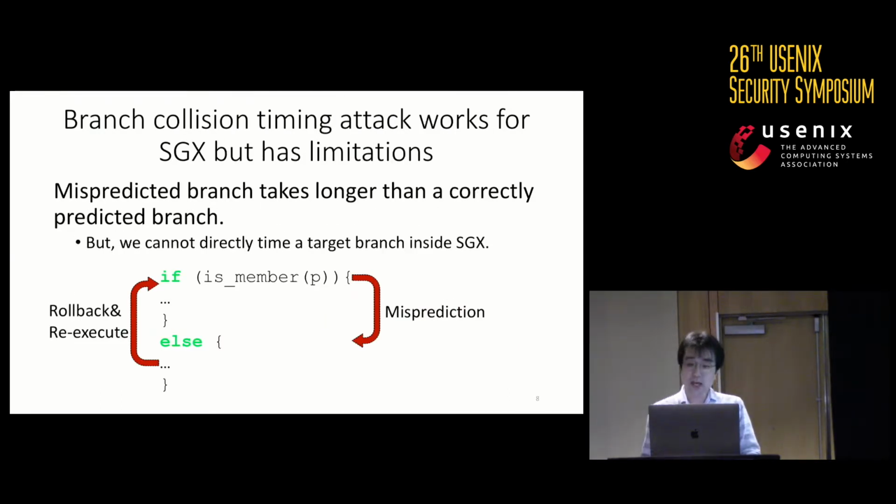Then, do we have any other sidechannel to get branch history from SGX? It is well known that a mispredicted branch takes longer than a correctly predicted branch because the CPU needs to do some rollback and re-execution. But obviously, we cannot directly time whether or not a target branch instruction takes long, because it is inside of SGX.